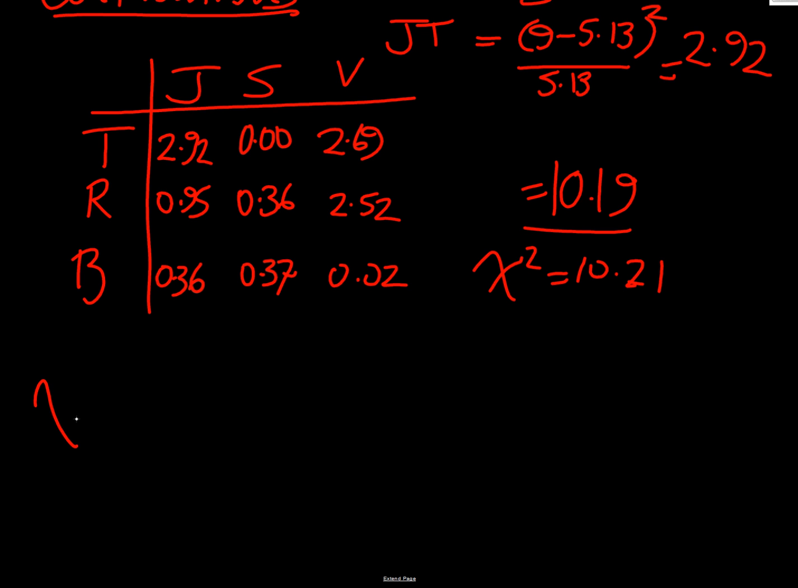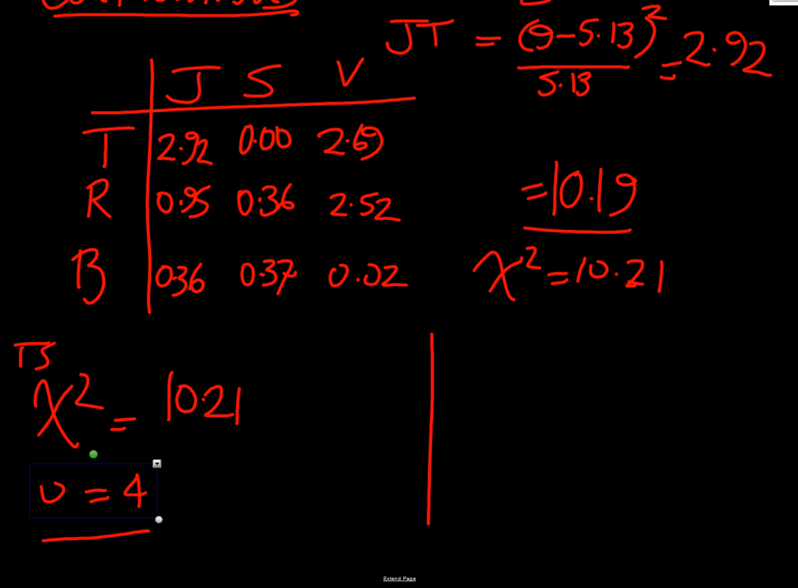We know our chi-squared, which is our test statistic, is 10.21. We know that our degrees of freedom are 4. We get a mark for writing that as well. And what we're looking at is a chi-squared distribution that looks like that. Okay, so what's our method of going forward from here?